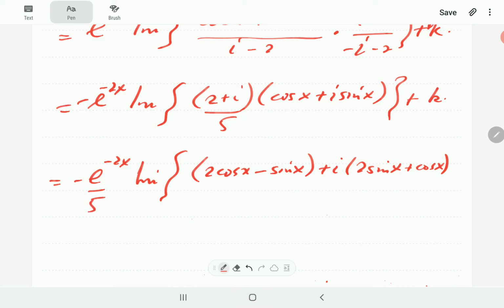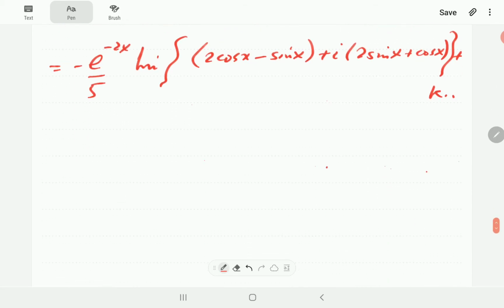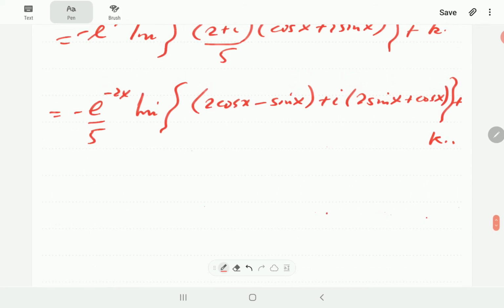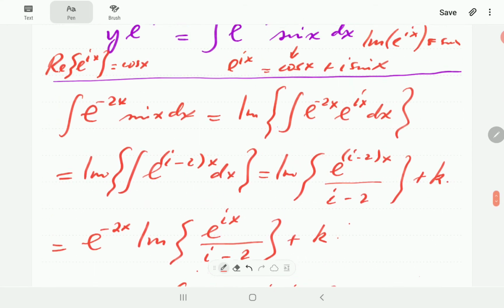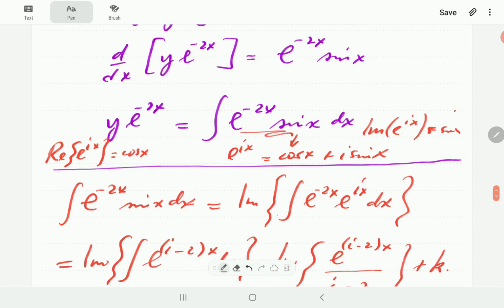I'm going to bring the 5 outside here, and then this is plus k. And from here, the imaginary operator is just going to pick out this term here. So that means our integral is negative e to the 2x all over 5 times 2 sine x plus cos x plus k. Okay, right, so then we're going to take that and plug it in here.